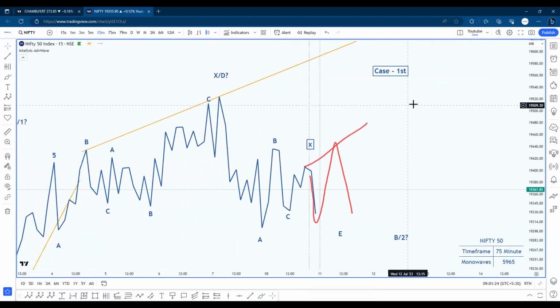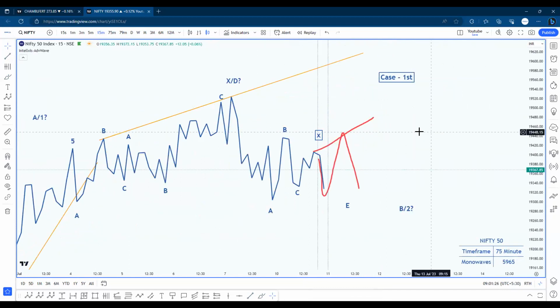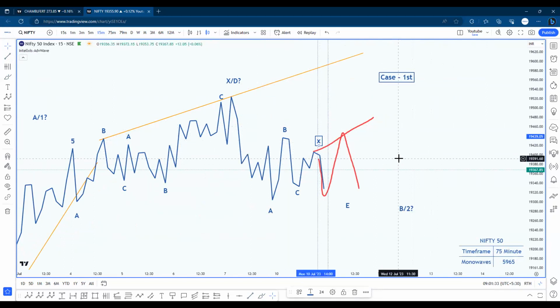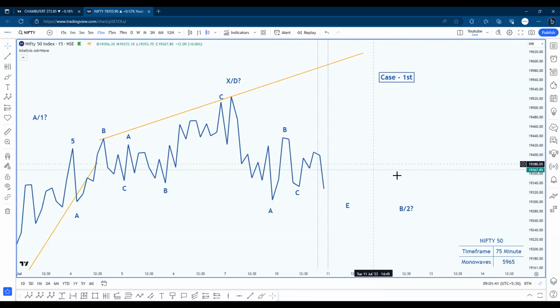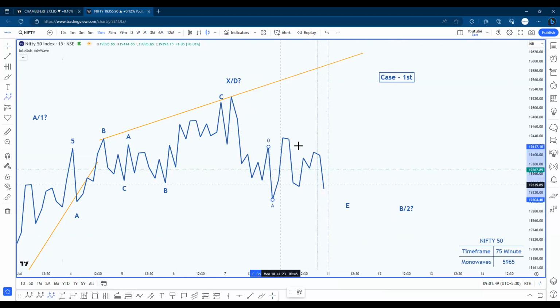15-minute chart over here. Okay, so this is case number first. Now let's suppose we are completely wrong with our own marking, and this is not the wave A, B, C, and I'm going to consider this as a triangular pattern.